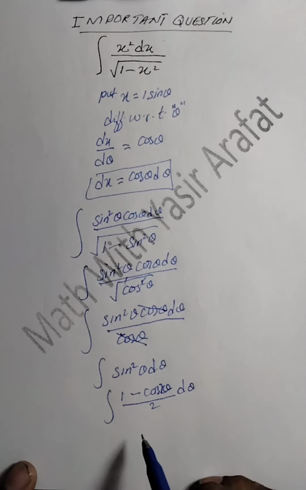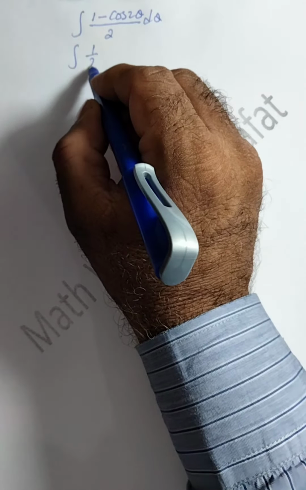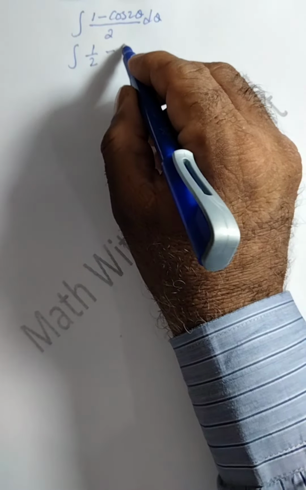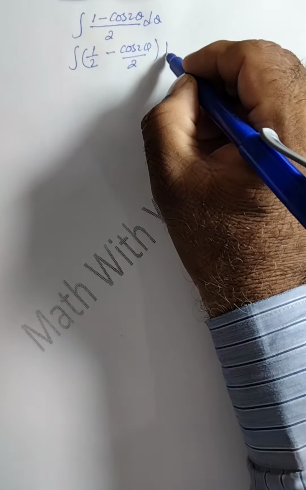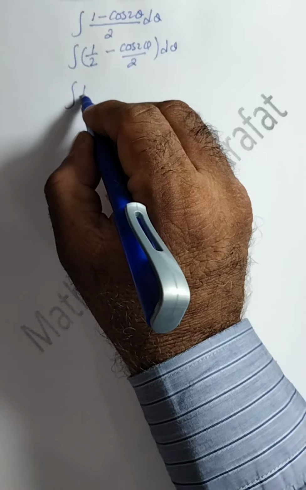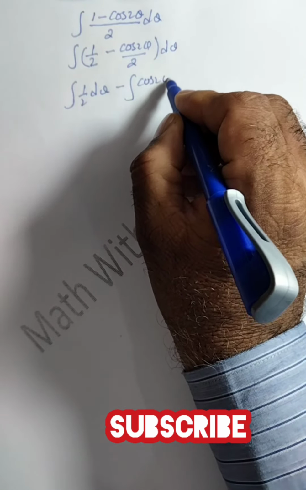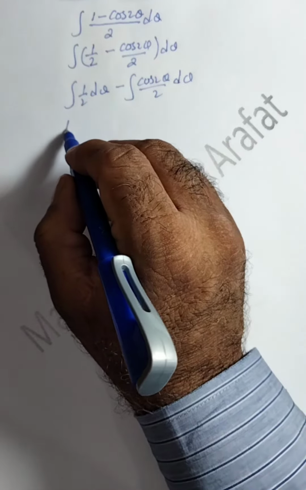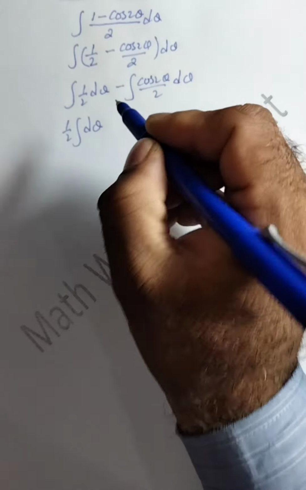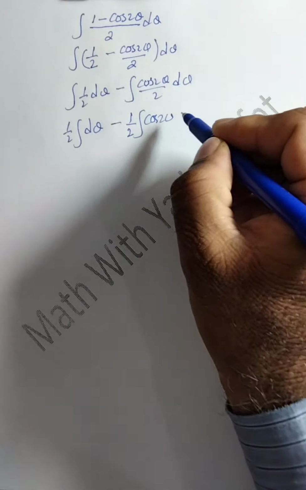Now we have to separate here. Break the LCM here. So this is 1 over 2 minus cos 2 theta over 2. Now we have to separate. So this is the integral of 1 upon 2 d theta minus the integral of cos 2 theta divided by 2 d theta. That can be written in this form.